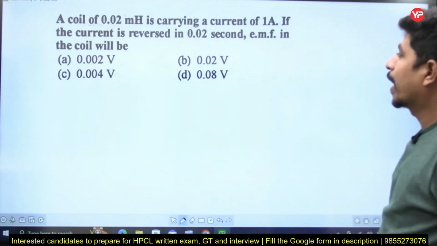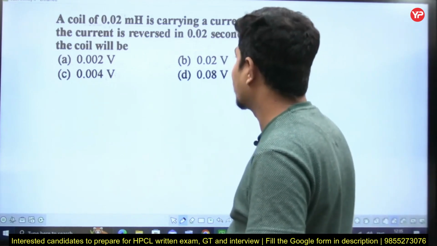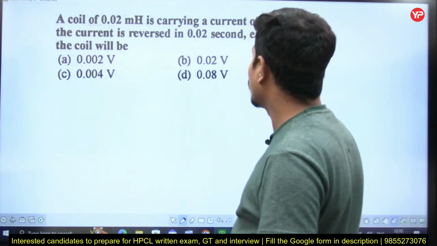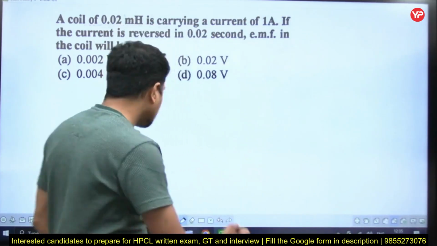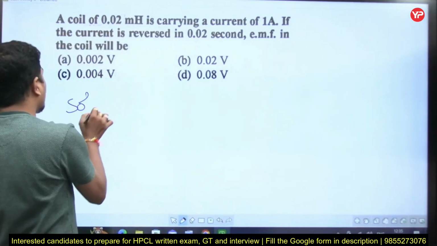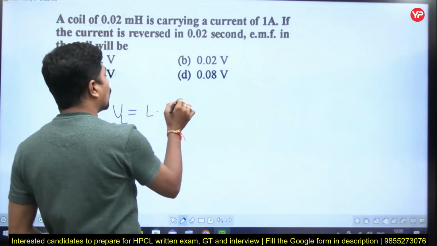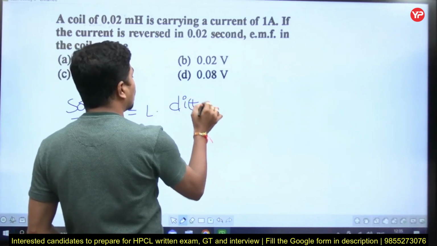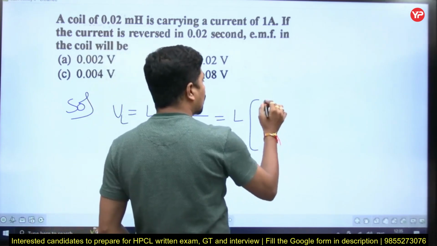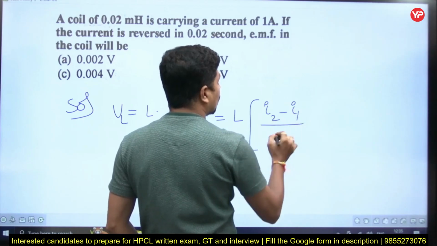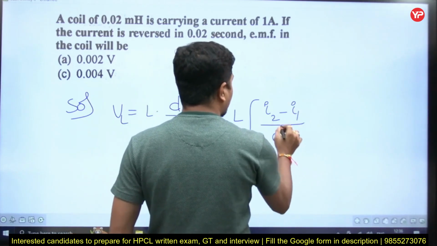Next question. A coil of 0.02 millihenry is carrying a current of 1 ampere. If the current is reversed in 0.02 seconds, the EMF in the coil is, good question. Coil means inductor. What is the voltage across an inductor? VL, or EMF, is equal to L into di of t by dt. So that is equal to L into I2 minus I1 by delta t, or dt I'll write as.